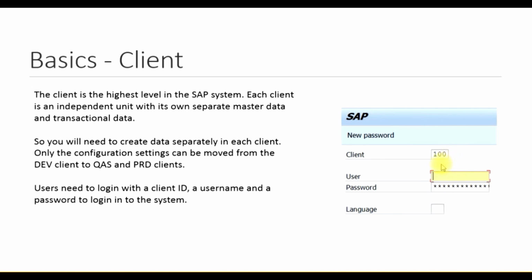And you can find the client when you actually first log into SAP. It will be there in the main screen. For example, the client on this screenshot is 100. So the client is like an independent unit, and in that unit it is the highest node for any module.